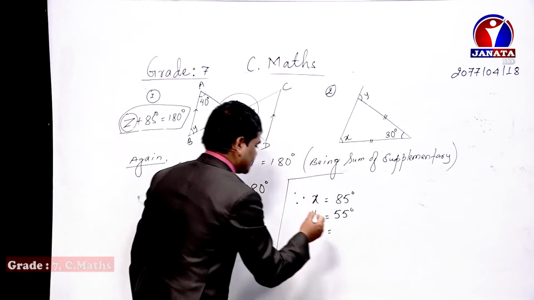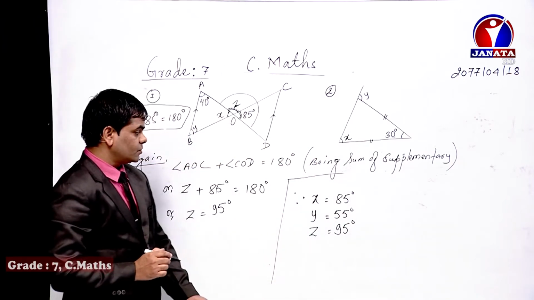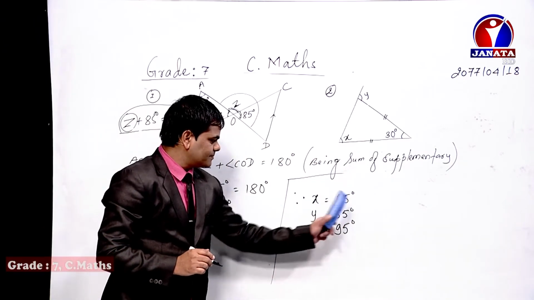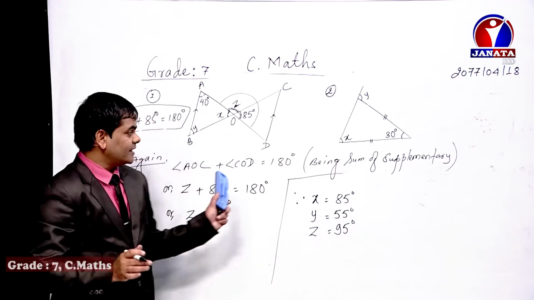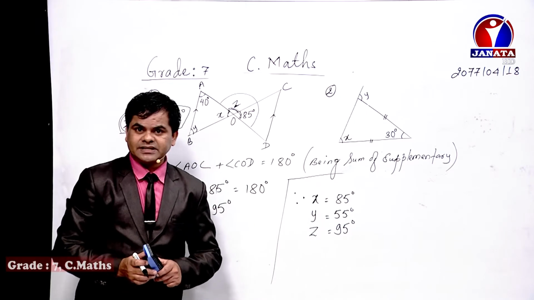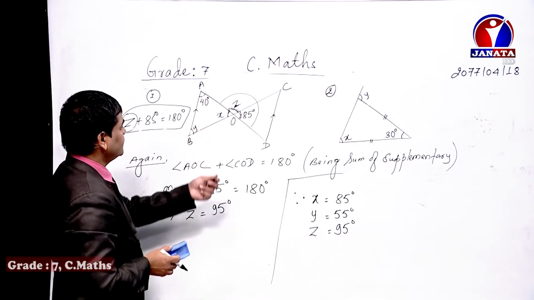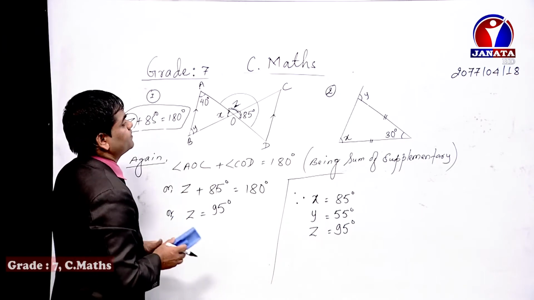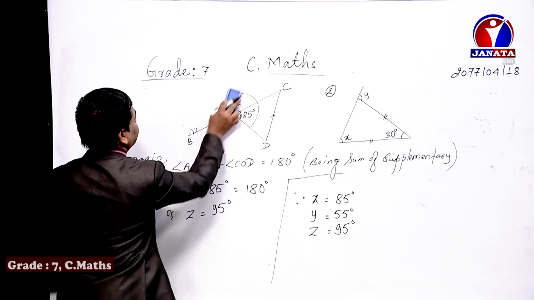The z value we got just now is 95 degrees. So this is the way of writing the conclusion. Therefore, x equals 85 degrees, y equals 55 degrees, and z equals 95 degrees. If you write in this way, you deserve full marks for that question. So I have solved this question. Now let's focus on another question, question number 2. I'm going to erase this one.